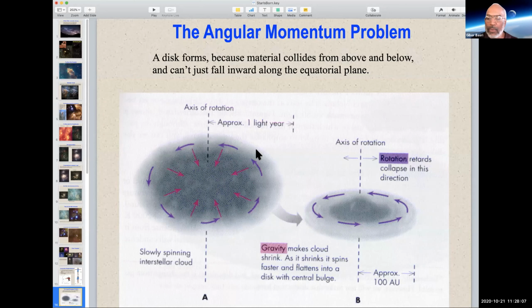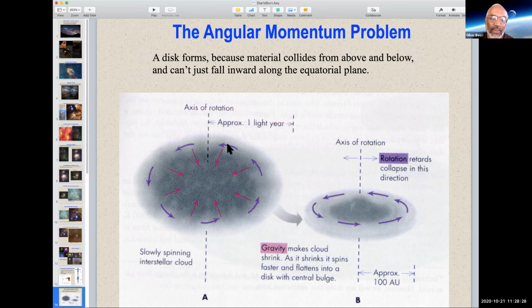And they all do. The reason is the clouds just sort of form out of turbulent motions in the galaxy. It'd be almost impossible to form a cloud that wasn't spinning in some direction. They don't spin very fast. The rotation of one of these clouds might take 10 million years. But now it's the conservation of angular momentum that comes into play.